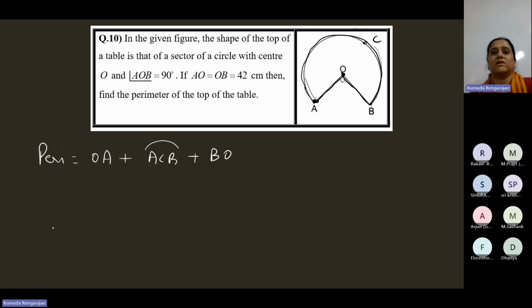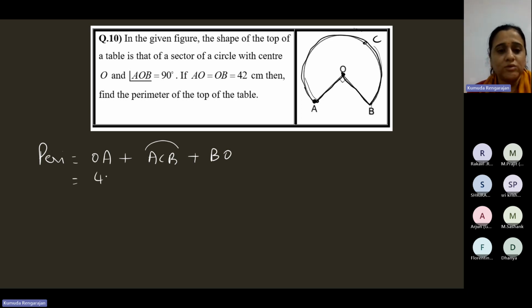This is the formula. This we generate according to the situation. It's not a fixed thing that you memorize. We have framed this based on the situation. So OA plus length of the major arc ACB plus BO.